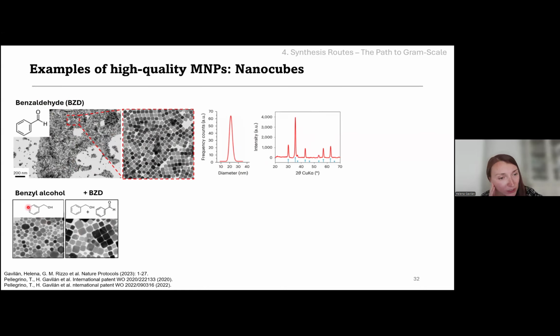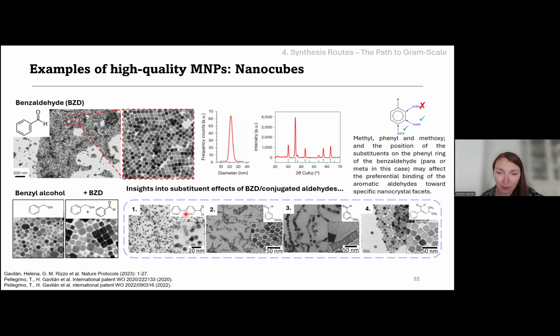We also saw the combination of benzyl alcohol that didn't really lead to nanocubes, but only the combination with benzaldehyde led to the formation of nanocubes. So really this ligand that was unexplored is pretty much related to the cubic shape, okay?